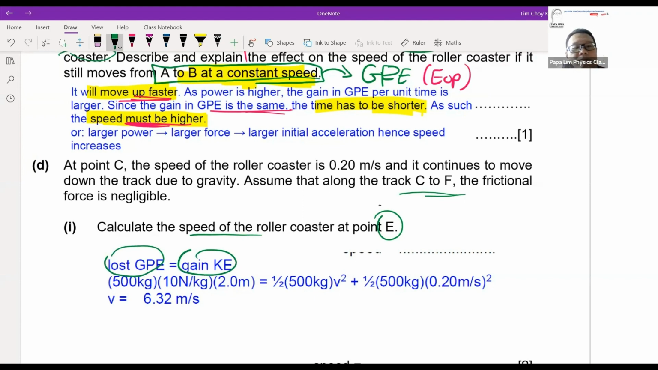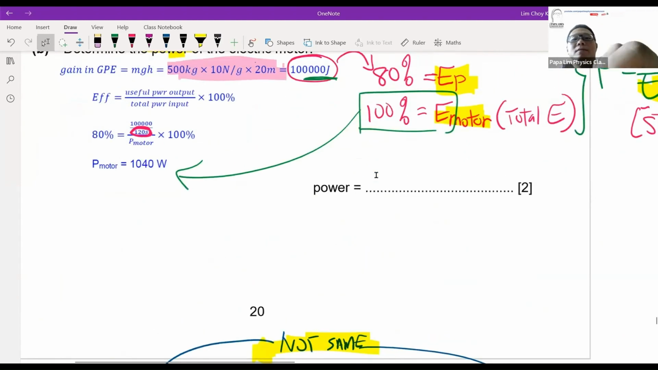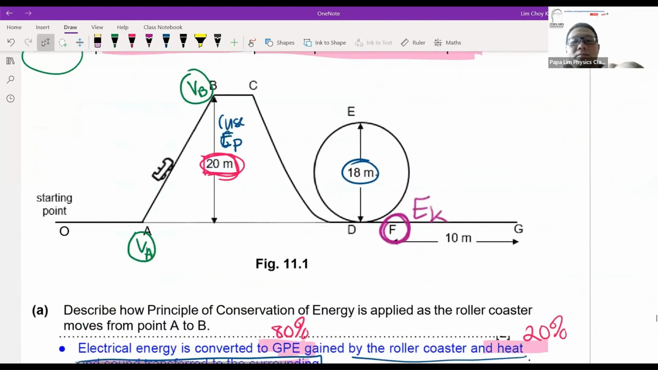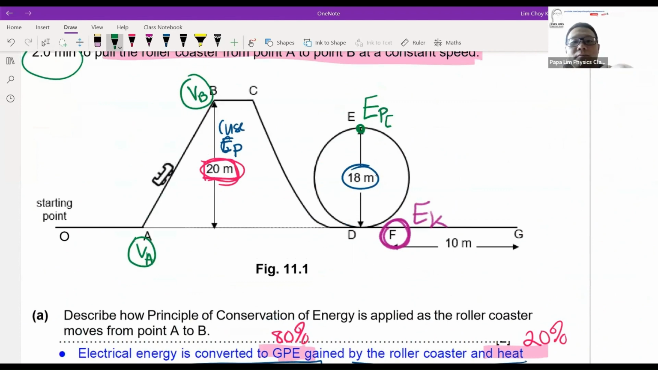Personally, I'm not comfortable with using loss of gravitational potential energy to gain in kinetic energy, because I find it's quite difficult for students to actually see the differences. So what I like to do is go back to basics and look at the energy at each stage, and how they are converted. Let's say we are looking at point E. At point E, the energy I'm looking at is the gravitational potential at E, which is at 18 meters, and the kinetic energy at E.